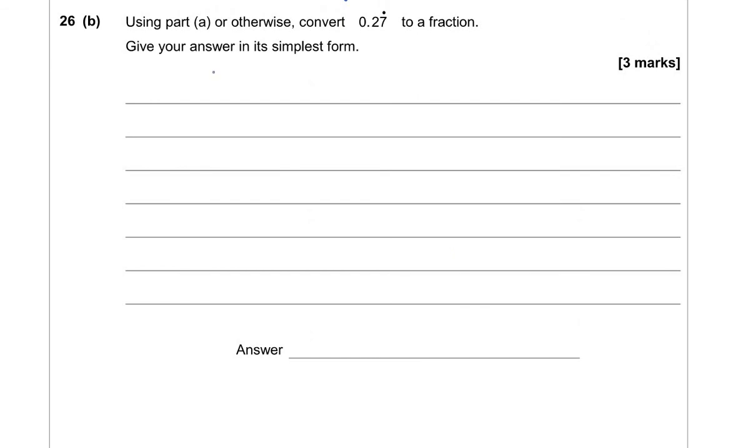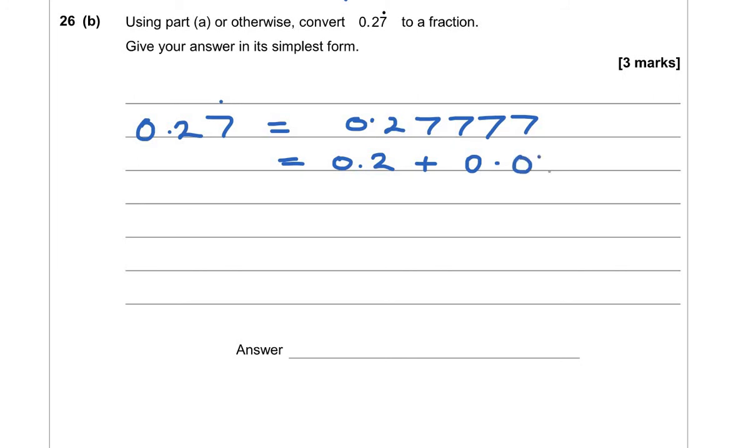Okay, using part A or otherwise, convert 0.27 recurring to a fraction. Well, 0.27 recurring is just 0.2777..., which equals 0.2 add 0.0777..., like so. Now, what's 0.2 as a fraction? Well, it's just 1/5. And what is 0.0777... as a fraction? We just worked it out. It's 7/90. Okay, and now we just got to add these together.